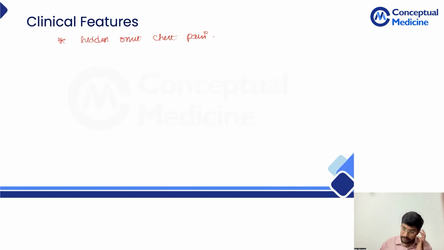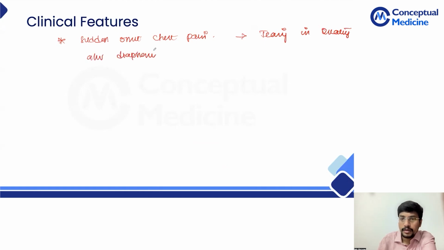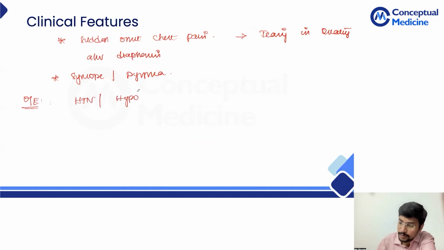So they present to you with sudden onset severe chest pain, which is tearing in quality. This is associated with diaphoresis. They can also have syncope. They can also have dyspnea. On examination, both extremes can be there. You can see hypertension, you can also see hypotension. They can also present to you with shock. So it is always important to check for pulses in all four limbs.